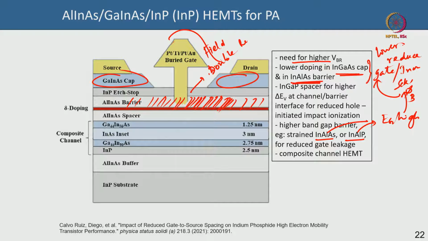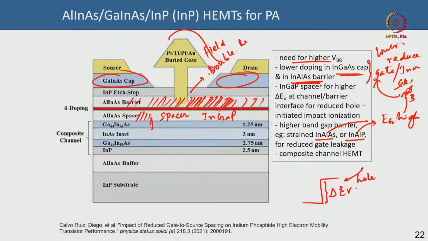So people can use that kind of a barrier: indium gallium phosphide, indium aluminum phosphide, indium aluminum arsenide with higher aluminum content. And then you can also use an InGaP channel, InGaP spacer. This is the spacer layer. Instead of aluminum indium arsenide, you can use an indium gallium phosphide spacer, because indium gallium phosphide and InGaAs channel gives you a higher delta EV. In the valence band, delta EV is higher, so your hole initiated avalanche will be reduced.